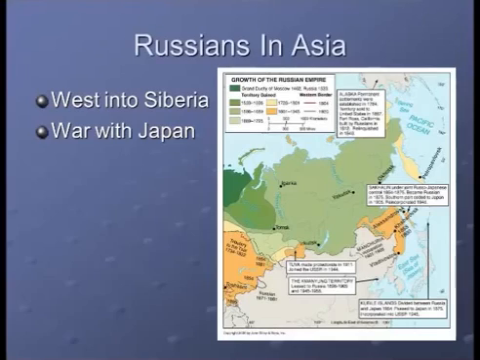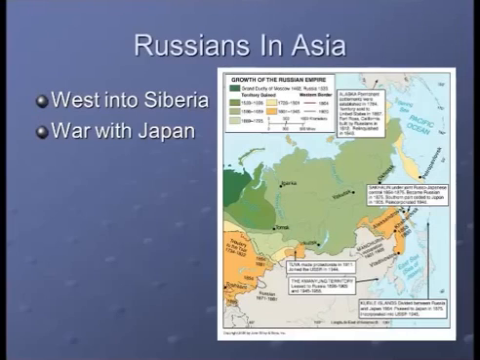They move further south, also on the eastern end towards Japan, and they actually bump into Japan along the Korean Peninsula, and they fight a war in 1905, and Japan defeats Russia, the first time an Asian power defeats a European power in the modern period.